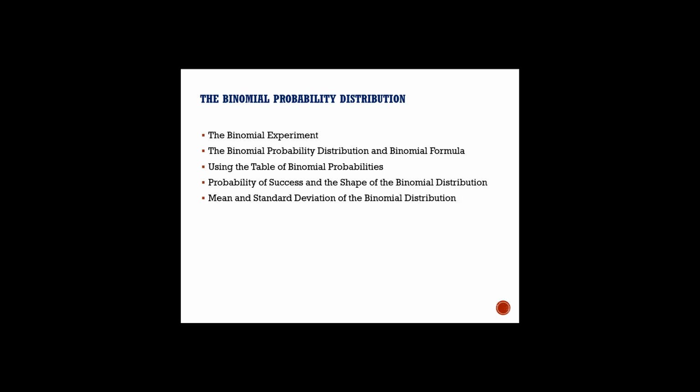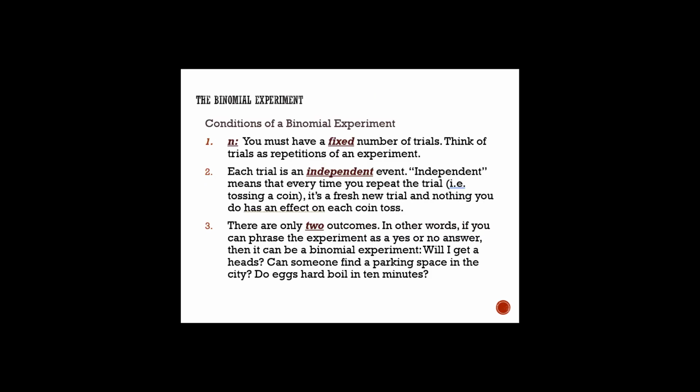And then we have the probability of success and the shape that we need to be concerned with of a binomial, and we'll of course need to calculate the mean and the standard deviation of the binomial distribution. So first, what exactly is a binomial experiment? Well, there are certain conditions to the experiment before it can be called a binomial. One, you must have a fixed number of trials.